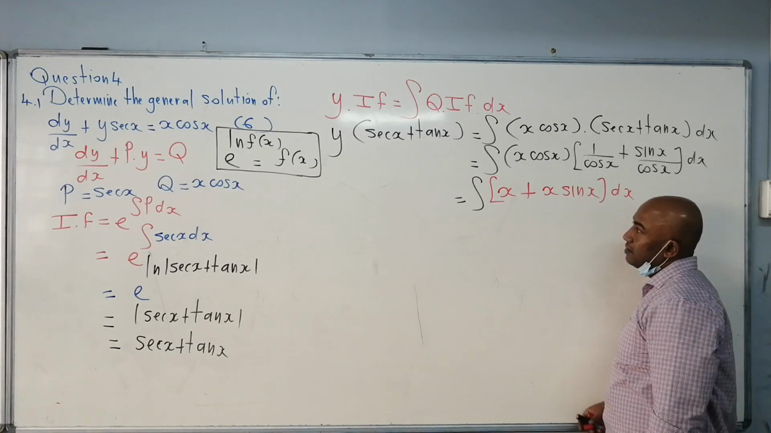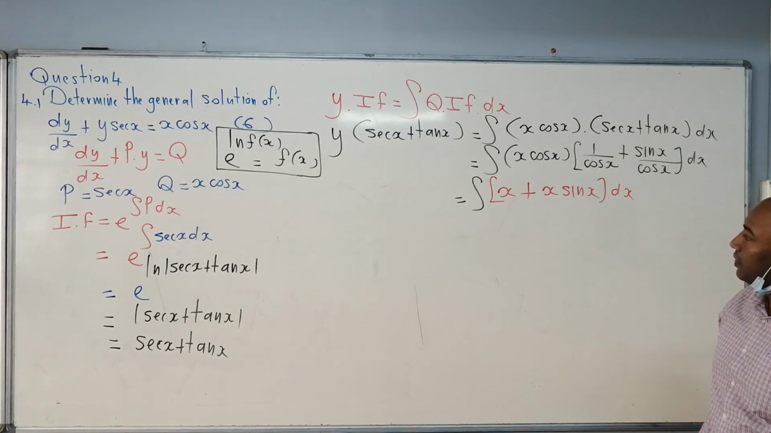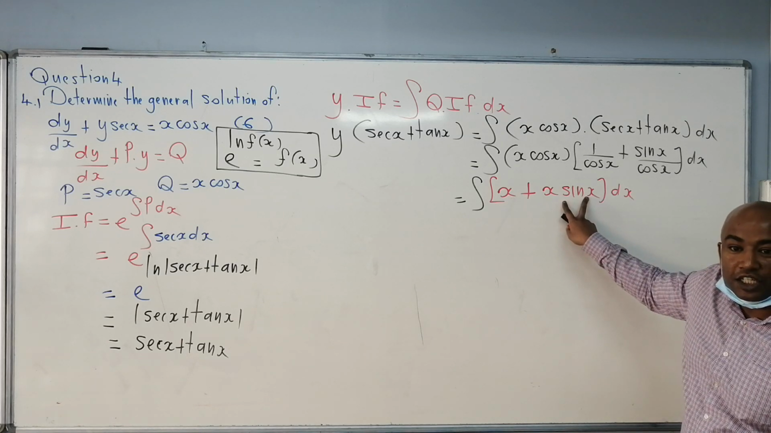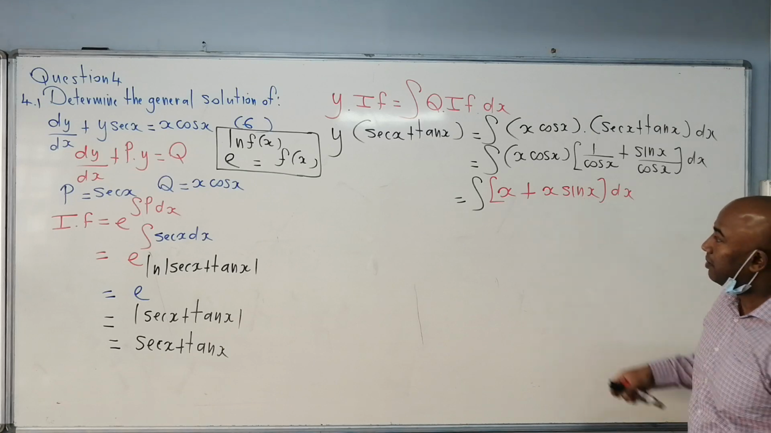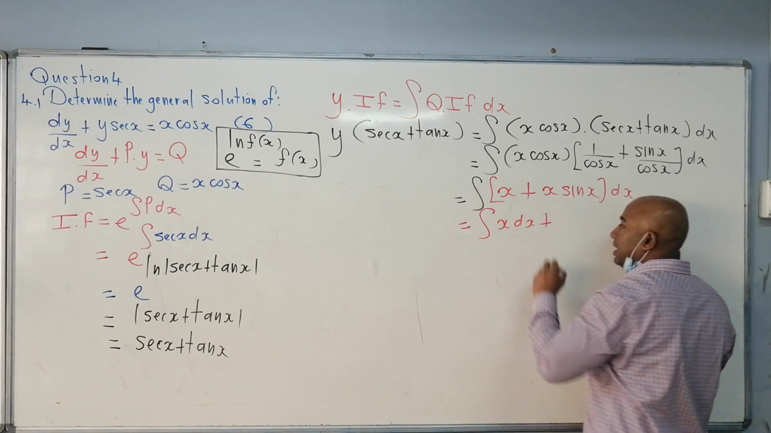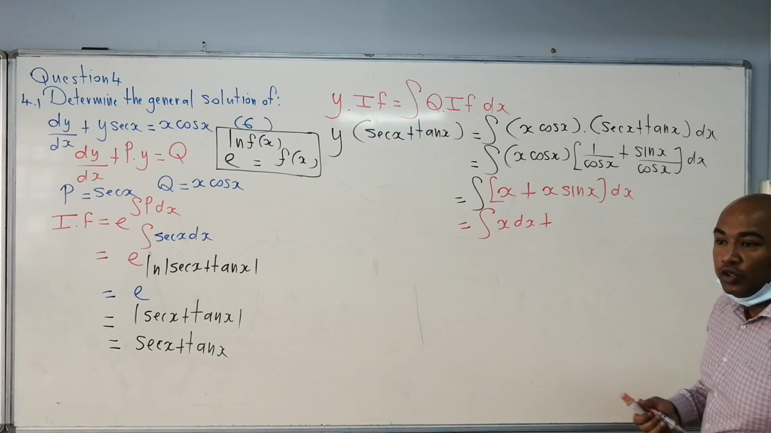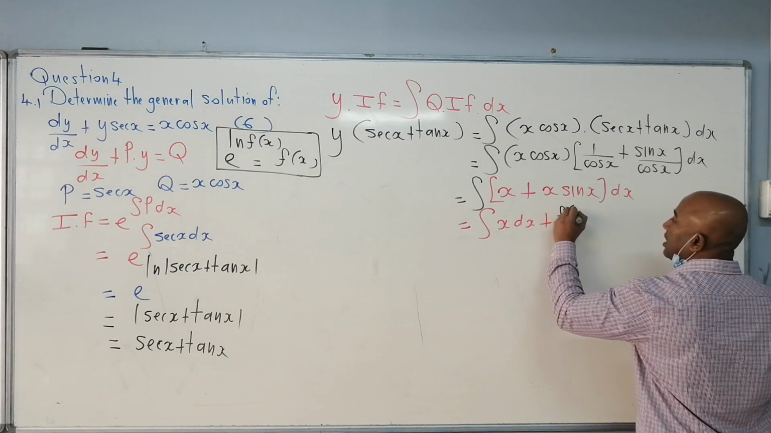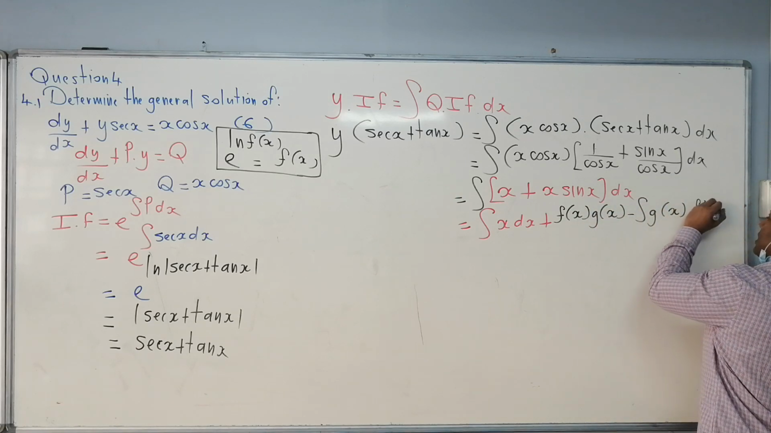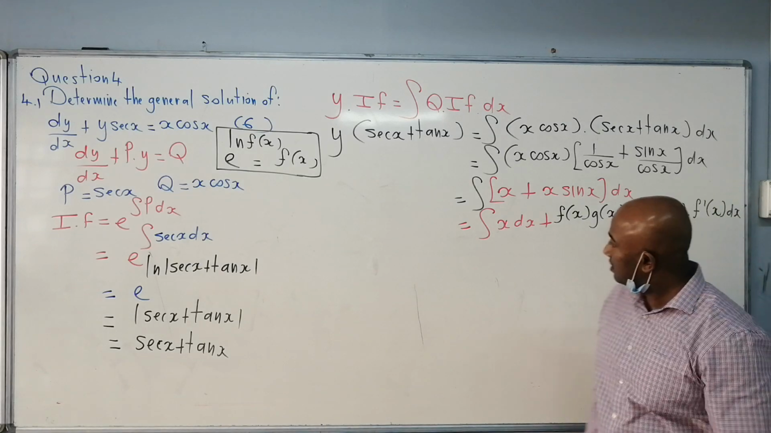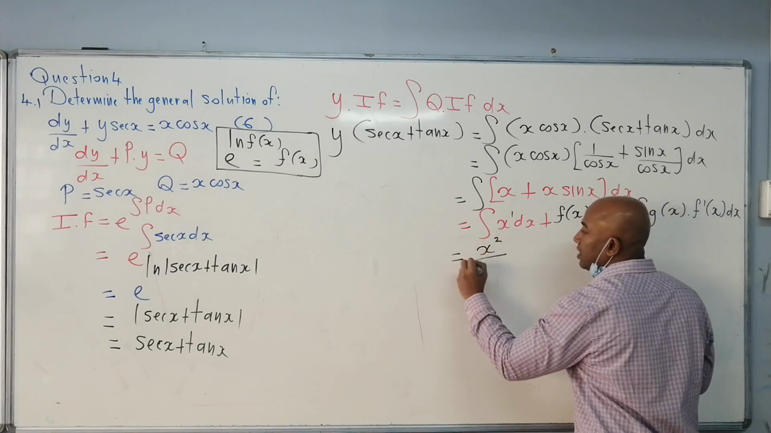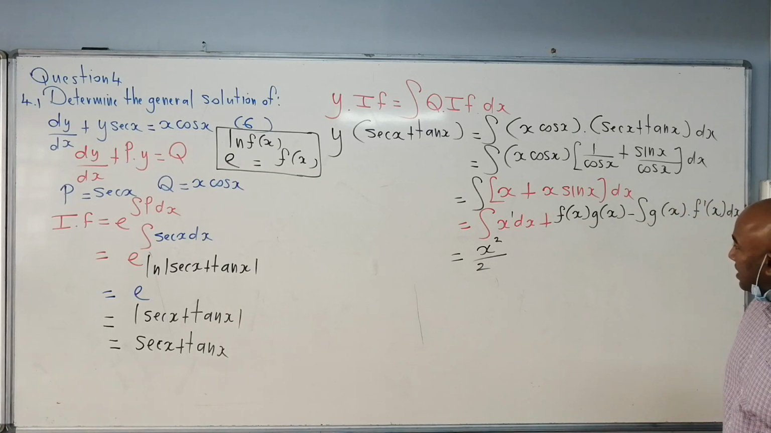Now here, this is straightforward, but this is integration by parts. So I'm going to integrate x with respect to x, plus. In order to do this, I need to use integration by parts. So there's going to be f of x, g of x, minus the integral of g of x times f prime x dx. Now, integrate x to the power 1, that's x squared over 2. That is fine. We'll leave that as it is.